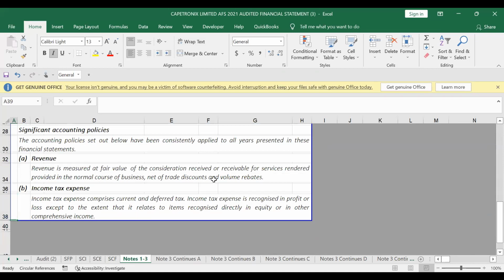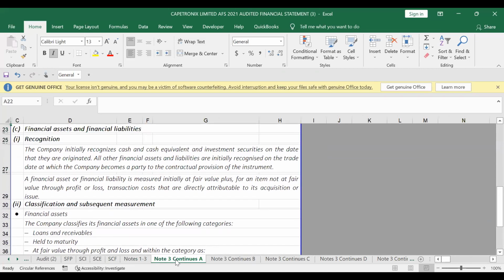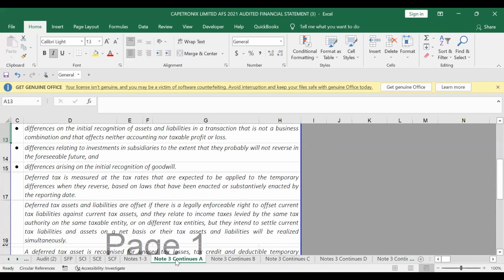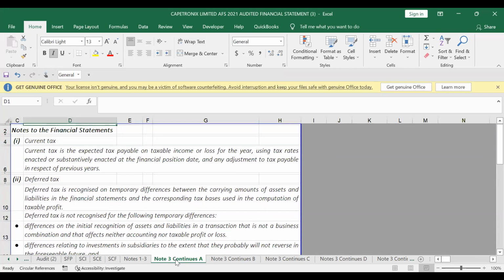How do you arrive at your revenue? What is your policy on income tax? What is your policy on depreciations? What is your policy on financial instruments? Are you adopting, where necessary, the provision of IFRS 9? Do they have assets that could be subject to the provisions of IFRS 9? How do you ascertain your taxes? Are you doing that in line with IAS 12?